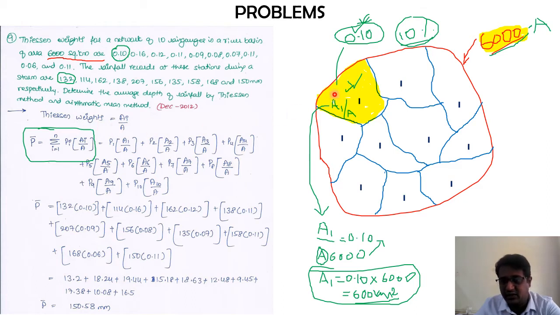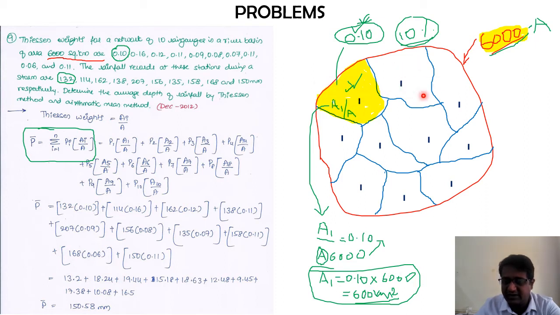Okay, so similarly, as I have explained with the first one, you can imagine this is the second, third, fourth, fifth, and so on till the 10th, and these are nothing but the rainfall data that has been collected over there. So once you know this particular area, 6000 kilometers square multiplied by 132 mm will give you the total amount of rainfall for this particular section.